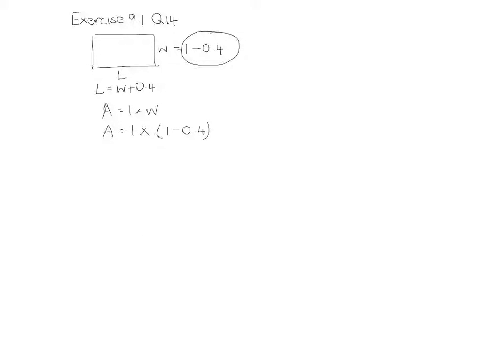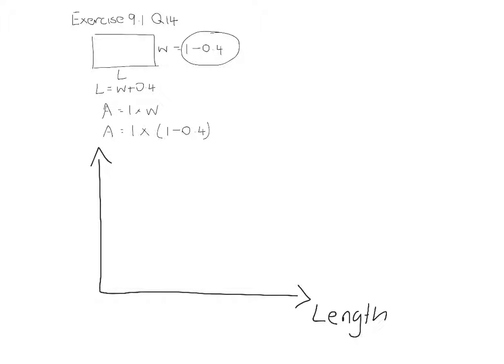Part B says, plot a graph of the area against the length. So yes, you need an axis. The length will be on the horizontal and the area on the vertical. Now, this equation really becomes L squared minus 0.4 L. This is a quadratic. You will get a nice parabola, or part of a parabola.